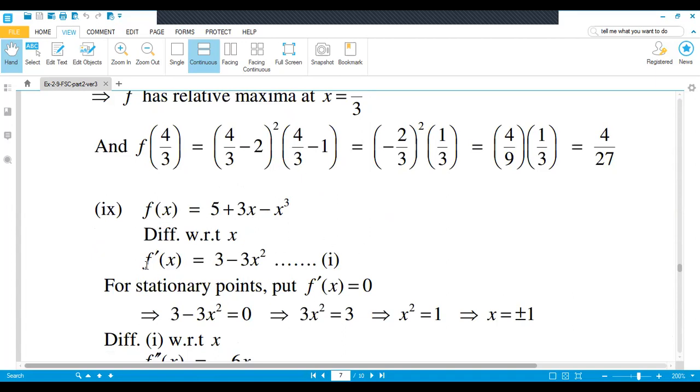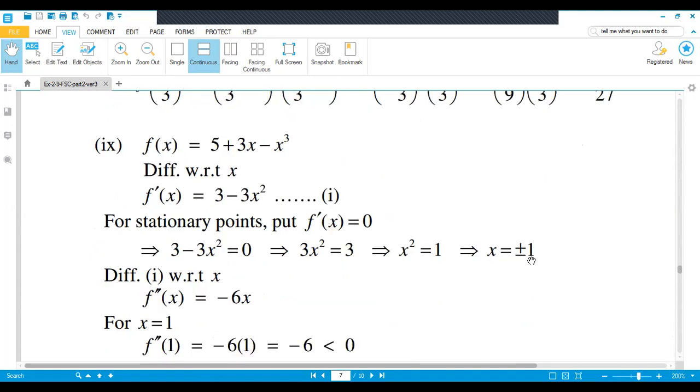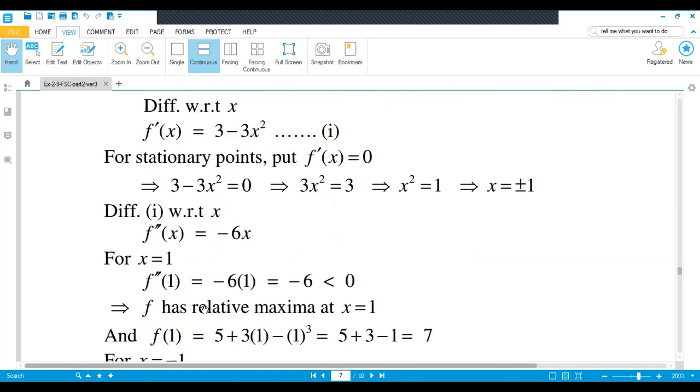For f of x, we find the derivative of f of x. Then for the stationary point, we put f prime of x equal to 0. So when we put f prime of x equal to 0, we get the values of x from this. Here we get two values of x, one positive, one negative. For both values, first we differentiate this equation, f prime of x, to get f double prime of x. Then we put the value of x in this. If it is less than 0, it has a relative maximum at x equal to 1. Then to find the maximum value, we put this x equal to 1 in the original function and we get the value.